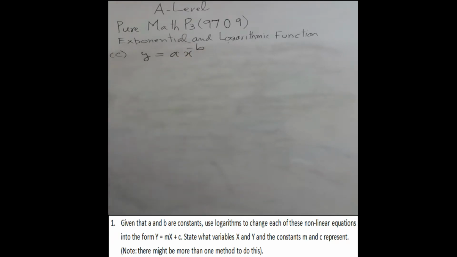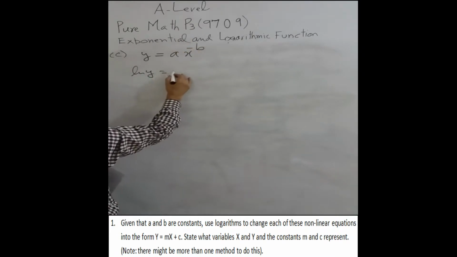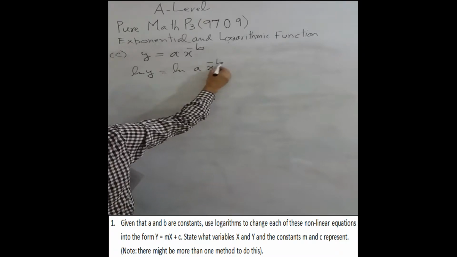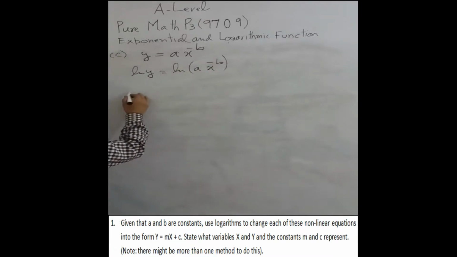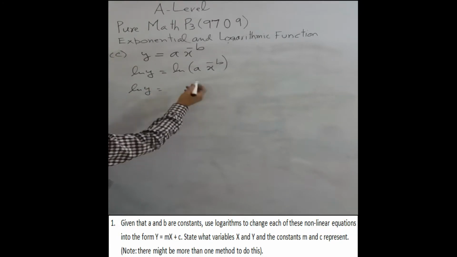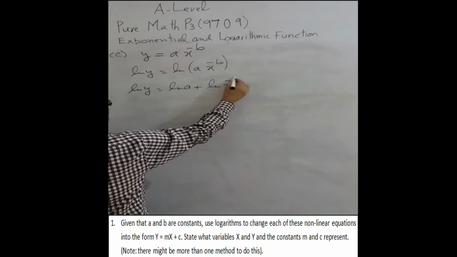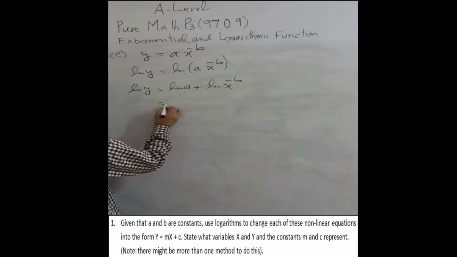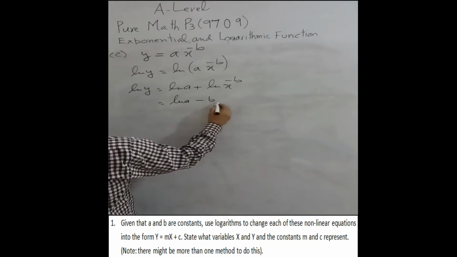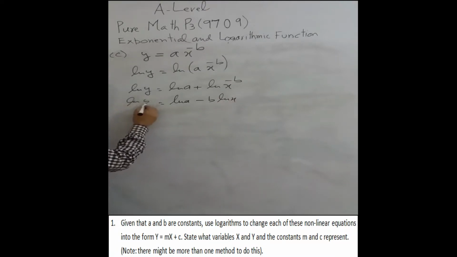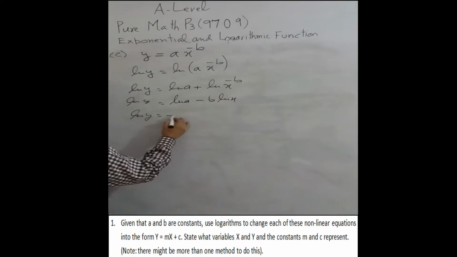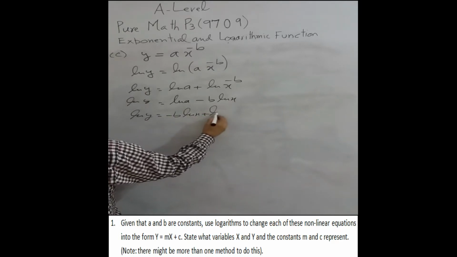Now we have the third part. Again, this is not a linear equation. We have a power of x that is not 1. This is not linear. We will transform it into linear form by using log. So taking natural log on both sides, ln y, applying the property of log, this is the product rule, log of a plus log of b. And again we can simplify it. This is minus b ln x and this is ln y. You can write it ln y is equal to minus b ln x plus ln a.